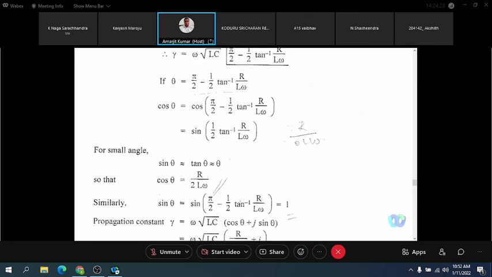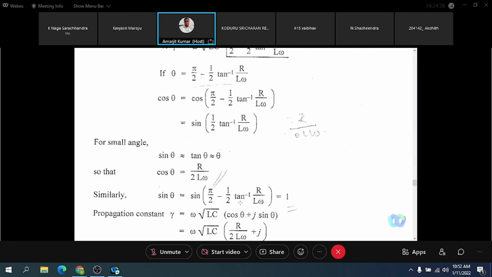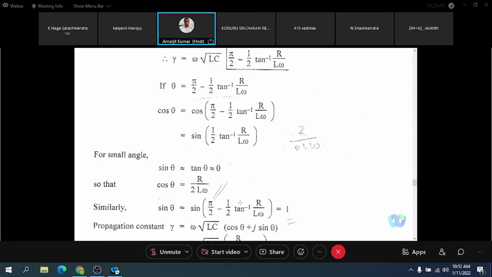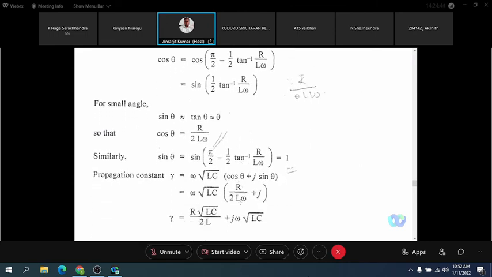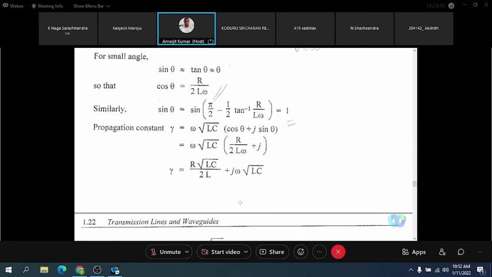Okay, so sin theta is equal to tan theta is equal to theta, and theta is R upon 2 omega L for a small angle. Basically the question is what will be alpha and beta. So gamma will be equal to, this is what you had told, omega root LC, correct? Cos theta plus j sin theta. Good. So cos theta is equal to 1 here.